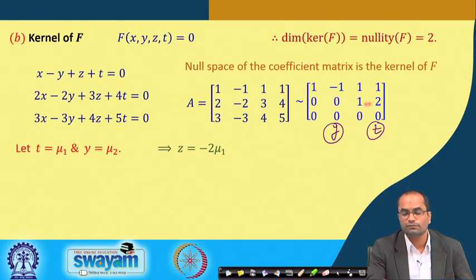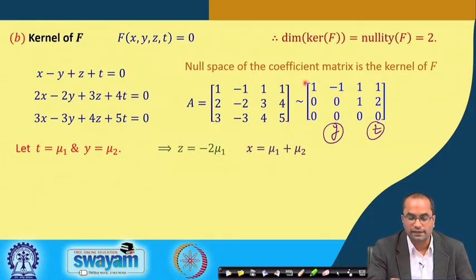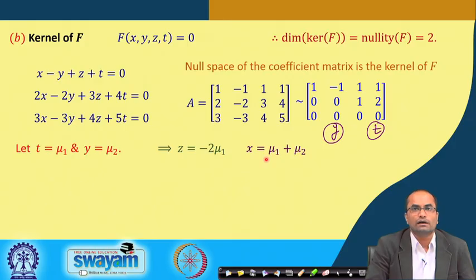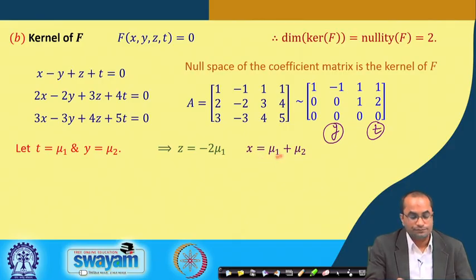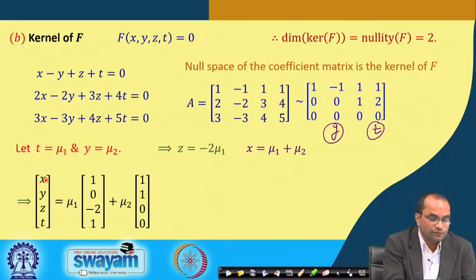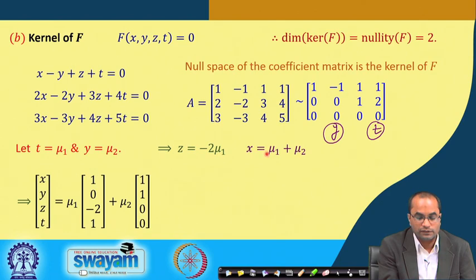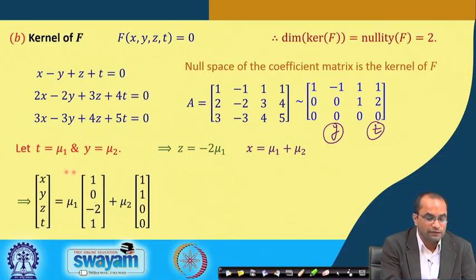So, for example, z from this equation, z plus 2 t is equal to 0, so z will be minus 2 t or minus 2 times mu 1. And from equation number 1 we can get x, which comes out as mu 1 plus mu 2. So, we have t, z, x and also y with mu 2. We can write this in vector form: x, y, z, t will be mu 1 times the vector where the coefficient for x is 1, for y it is 0, for z it is minus 2, and for t it is 1.